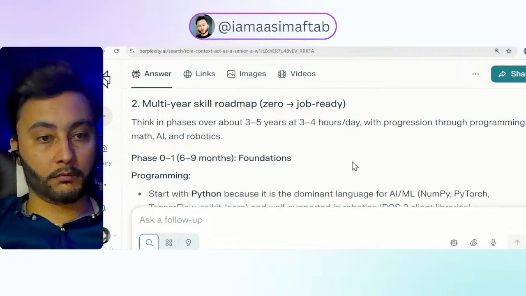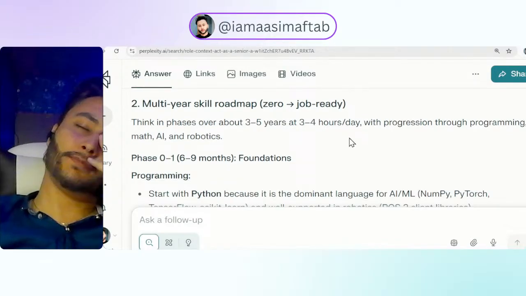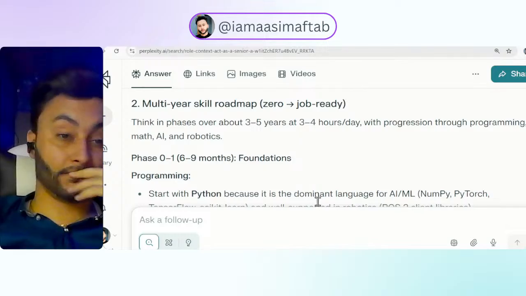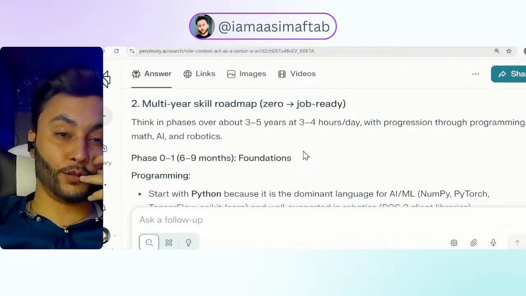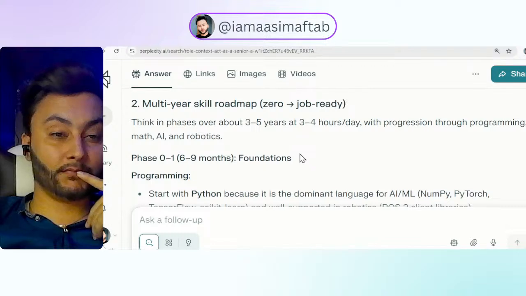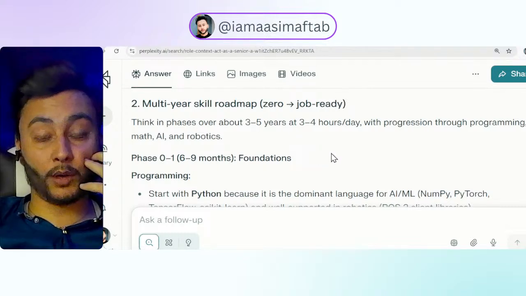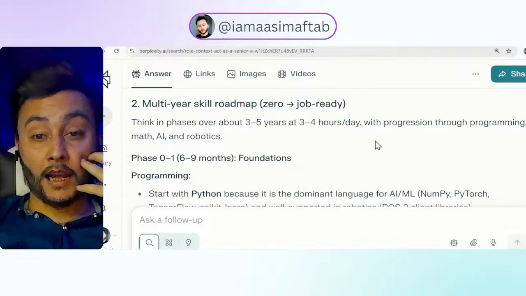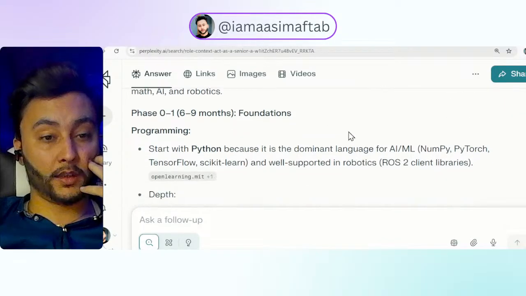Multi-year skill roadmap. How beautiful is this? Thinking in phases over about 3 to 5 years at 3 to 4 hours per day, with progression through programming, math, AI, and robotics.